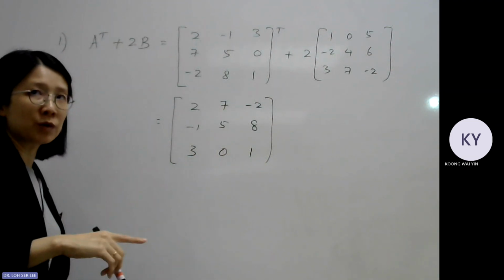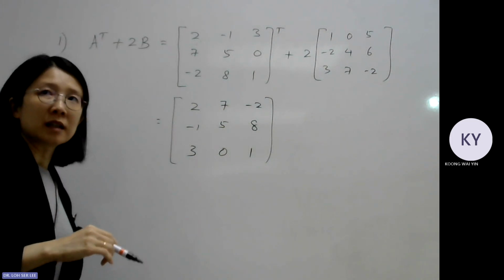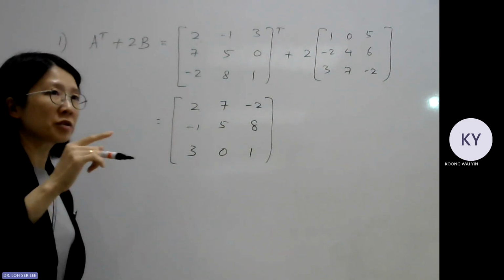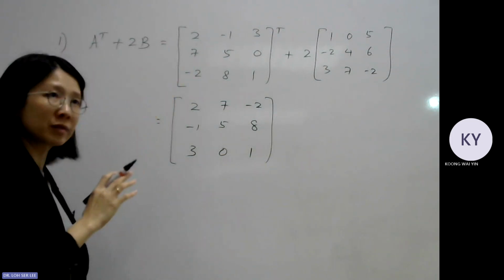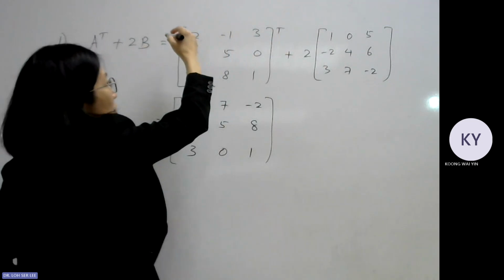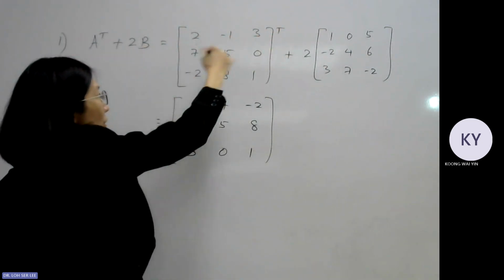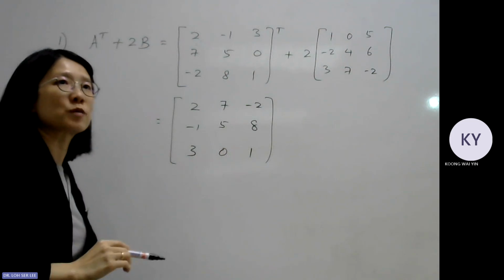Okay, A transpose is not always equal to A. A transpose equals A only if A is symmetric, but not all matrices are symmetric, right? So to get the transpose matrix, just change row 1 into column 1, row 2 into column 2, row 3 into column 3. That is the transpose matrix.